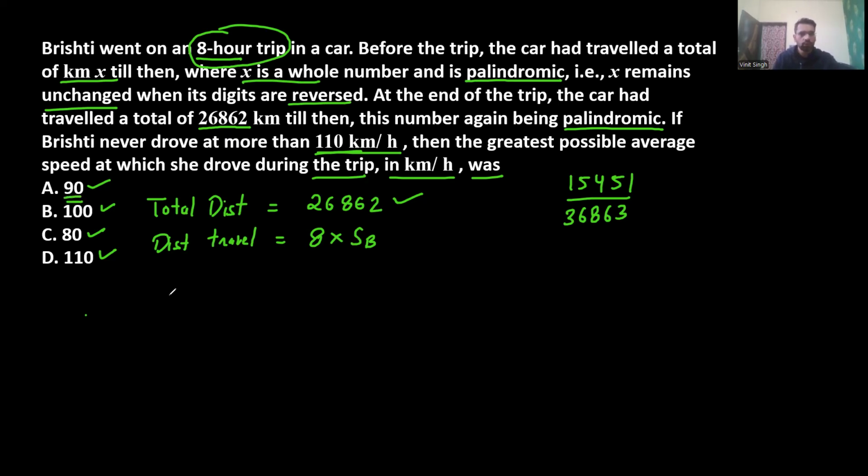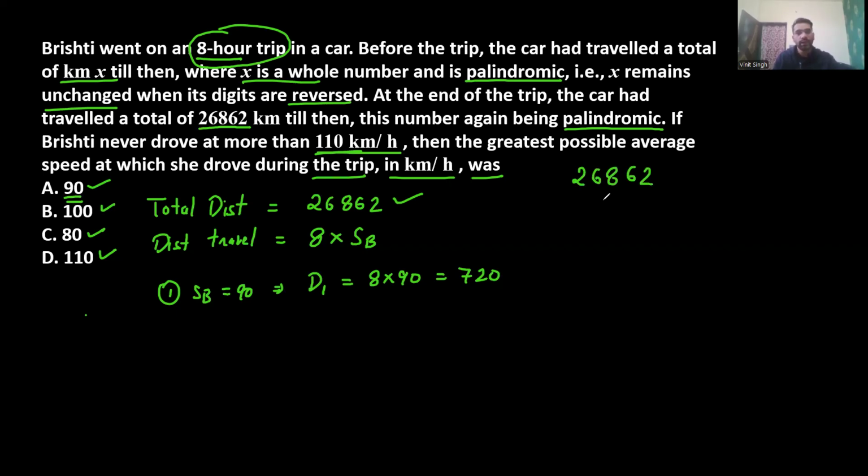If I put the speed as 90, then the distance becomes 8 into 90, which is 720. Now I will subtract 720 from 26862. If I get a palindromic number, then my answer will be the correct one. The result is 2, 4, 1, 6, 2. Now this is not a palindromic number.